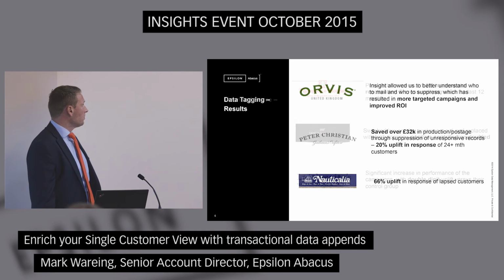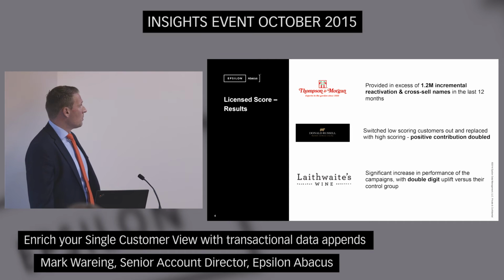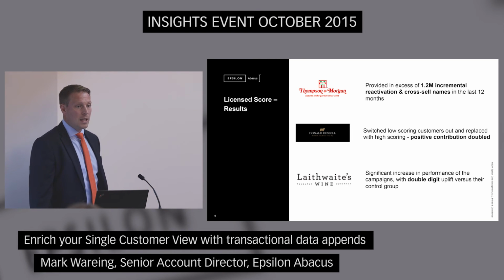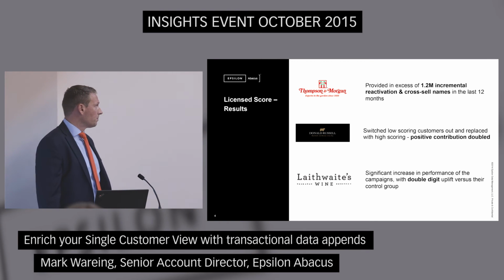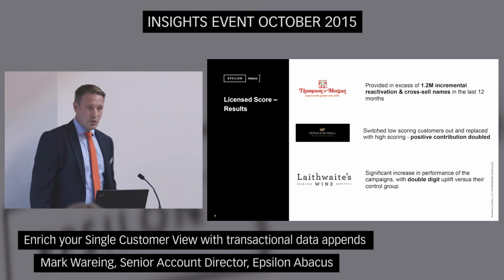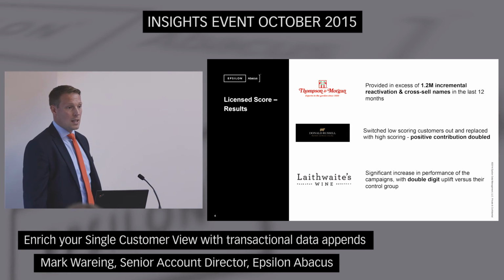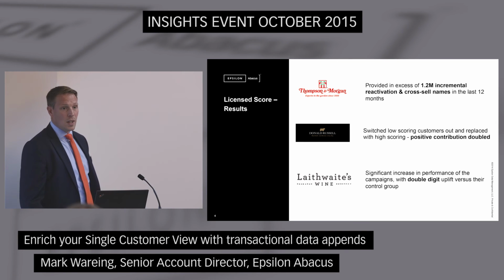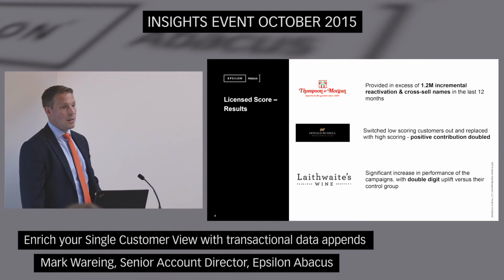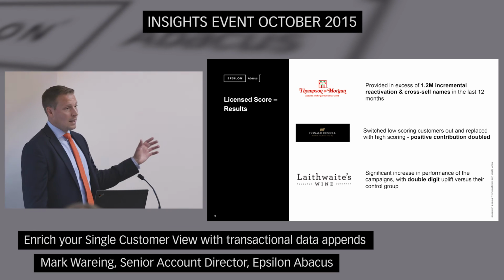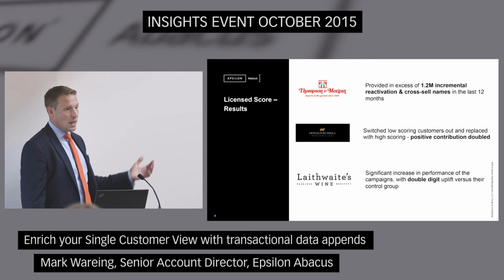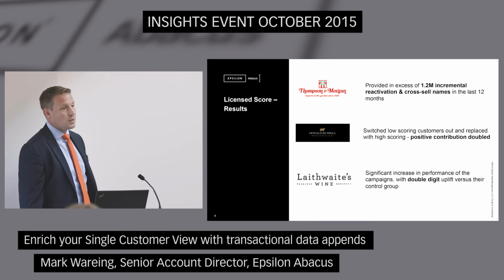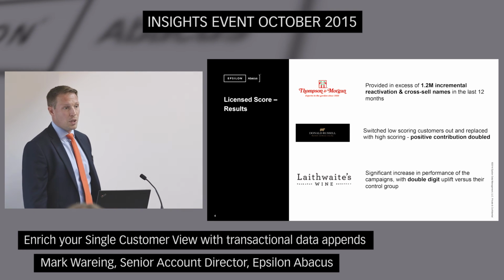And around license score, Thomson & Morgan managed to make 1.2 million incremental selections for reactivation and cross-sell using the license scores. Donald Russell switched out lower scoring customers within their selection file and replaced them with those higher scoring customers. So, as I say, it's not about reducing your mailing volume. They were mailing exactly the same volume, but they were being smarter about how they selected those customers, and their positive contribution doubled by suppressing those names and pulling in those that they weren't selecting that we could see they should be mailing.